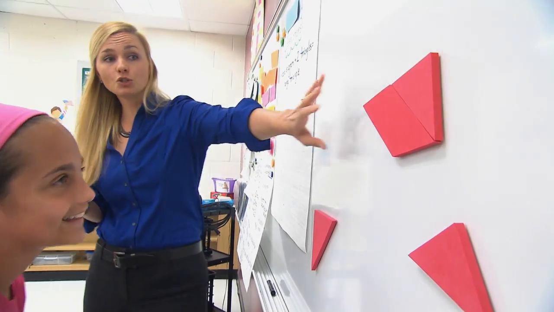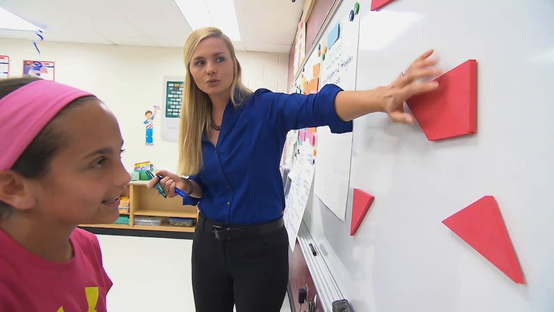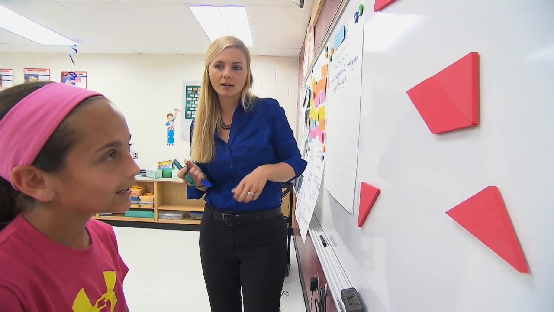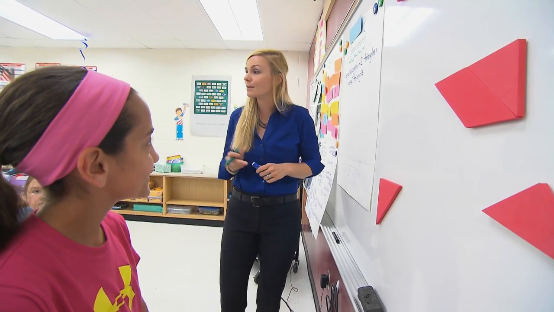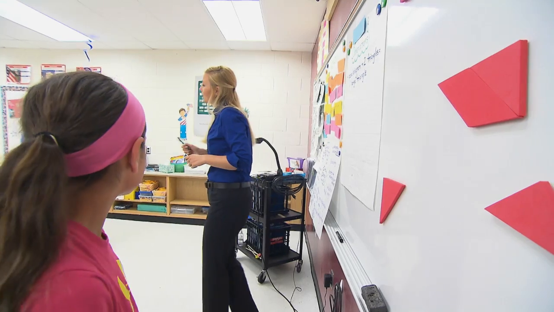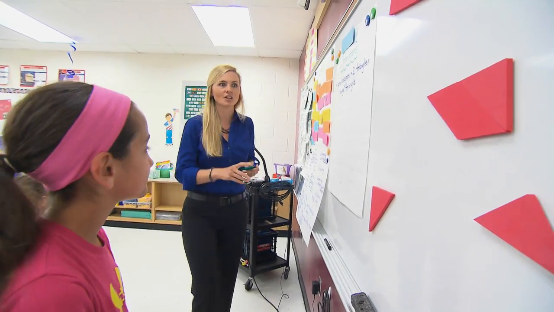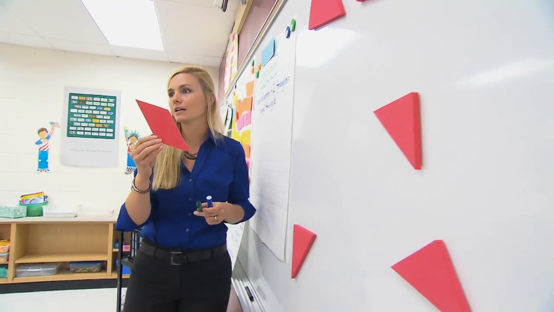I like your idea. You made a trapezoid, but what did you use? You used a small triangle and what? A parallelogram. A parallelogram. I had interesting conversations with tables about this shape specifically.